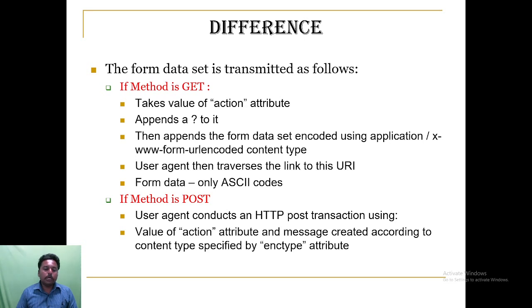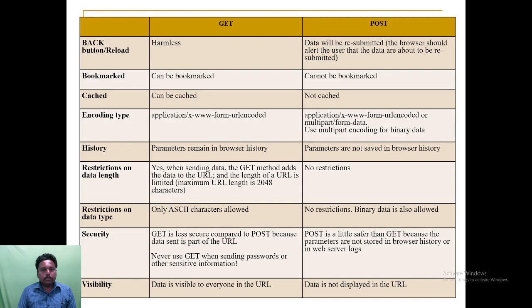If the method is POST, the user agent conducts an HTTP POST transaction using the value of the action attribute, with a message created according to the content type specified by the enctype attribute. The enctype attribute, okay. And for GET and POST methods, there are several benchmarks and attribute characteristics. One by one we can see. Back button or reload is harmless for the GET method. For POST, the data will be resubmitted and the browser should alert the user that the data are about to be resubmitted.